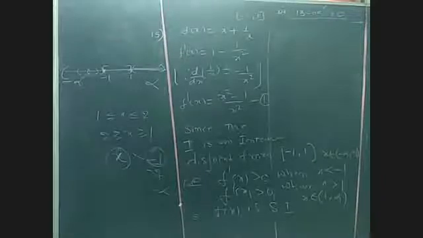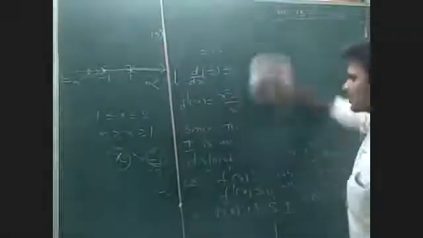One by sin x into derivative of sin x, which is cos x. That is, the final f dash of x is cot x. Finally, you got f dash of x is cot x. Now check, in that interval, whether f dash of x is greater than or less than 0.